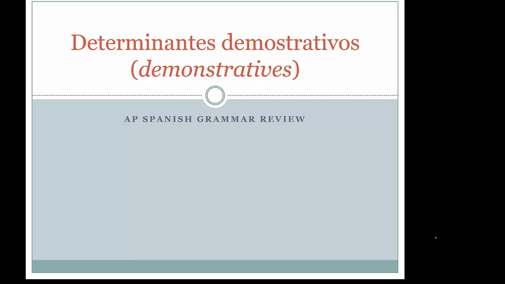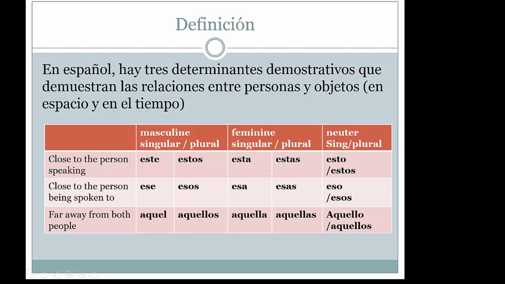Today we're going to talk about demonstrative adjectives and or pronouns. In Spanish, there are three types of demonstratives that show the relationship between people and objects in space and also in time. The first one we have is for when we're referring to someone or something that is close to the person speaking. In English, we often think of these as this or these.